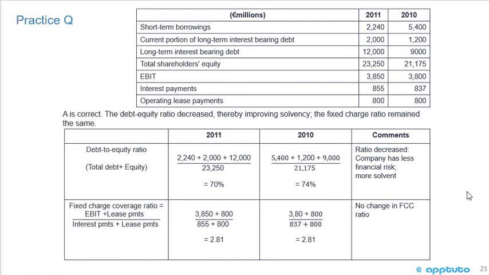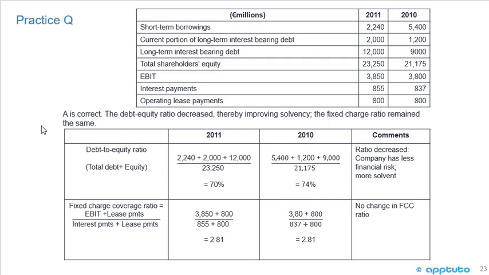Okay, this is a nice little question. We had to do the debt to equity, so we had to calculate the total debt, which is the short-term borrowings plus the current portion of long-term interest-bearing debt plus the long-term interest-bearing debt. That's our debt. And our equity was given to us. So a pretty easy calculation. We can see that our debt to equity went from 2010, 74%, down to 70%. So the ratio decreased. The company has less financial risk. It's more solvent. So A was correct. The debt to equity has decreased, thereby improving solvency.